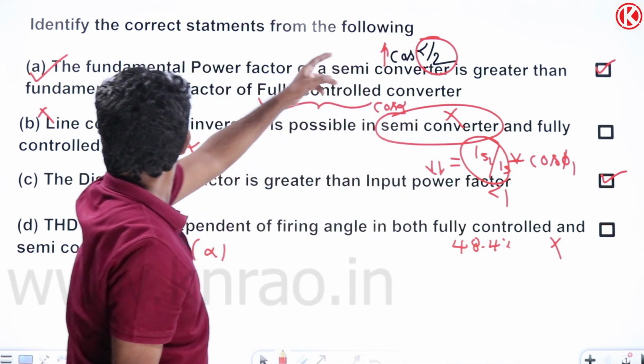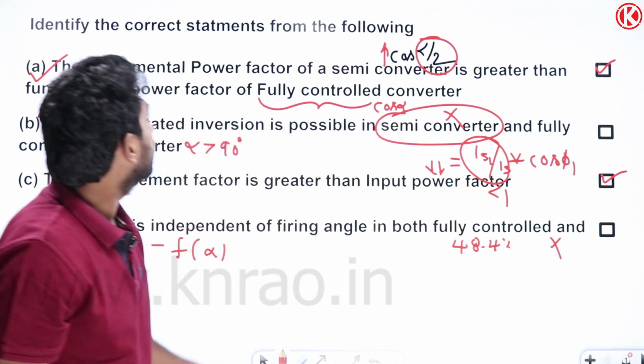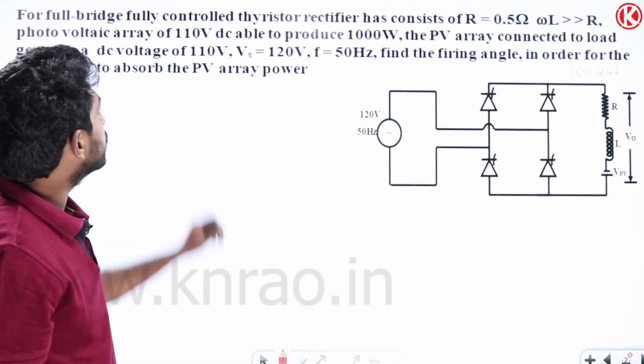So option A and option C are the correct options. Let us solve the next question. What is the next question here?